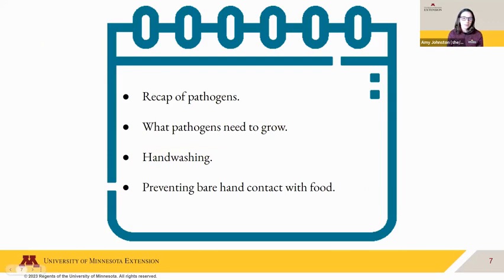So the topics we'll be covering today include a brief recap of the pathogens we discussed in the January webinar. We'll dive into what pathogens need to grow and how your actions can control this growth. We'll spend some time discussing hand washing, since it is the best way to prevent the spread of pathogens. And lastly, we'll talk about how and why to prevent bare hand contact with food.